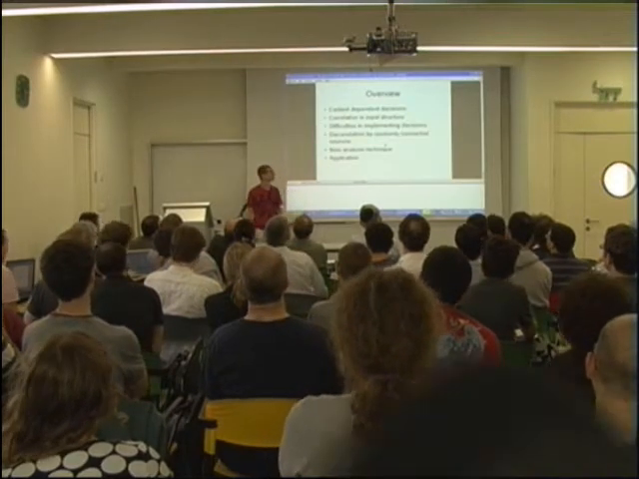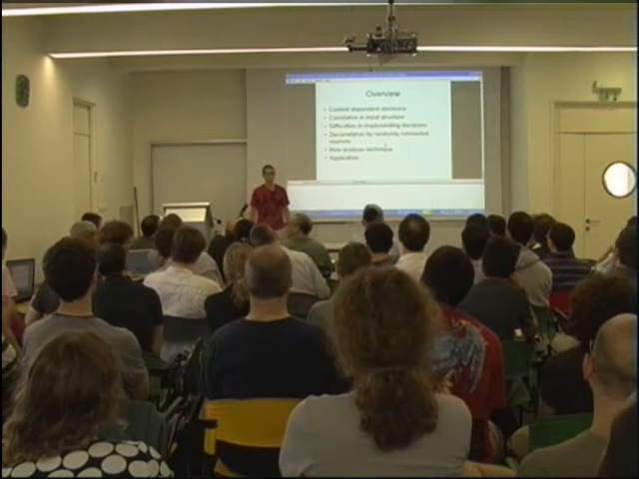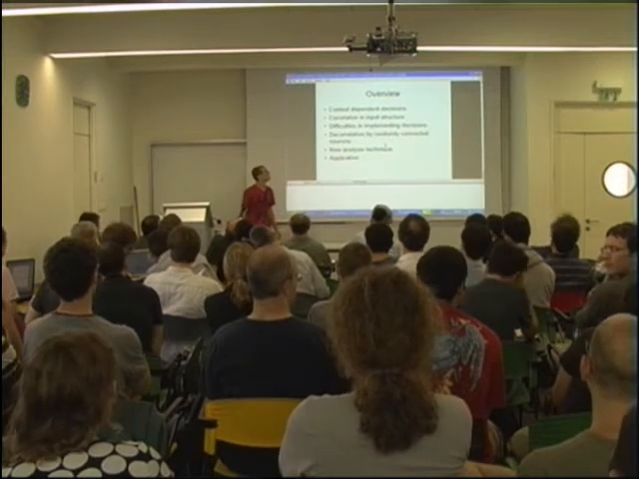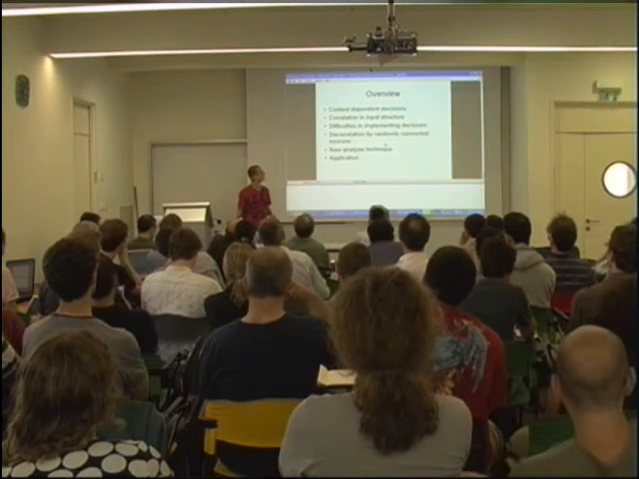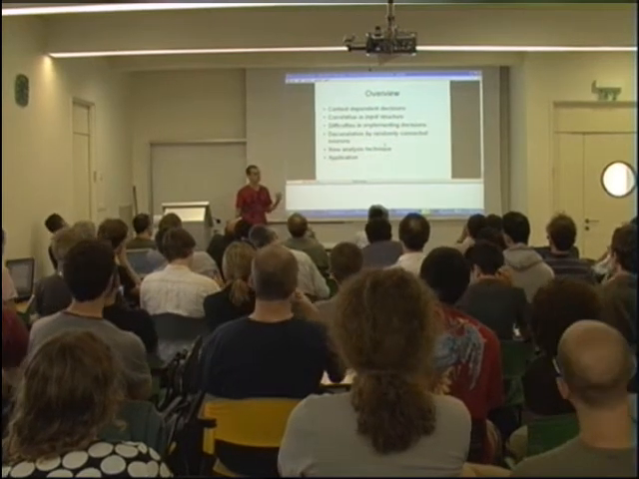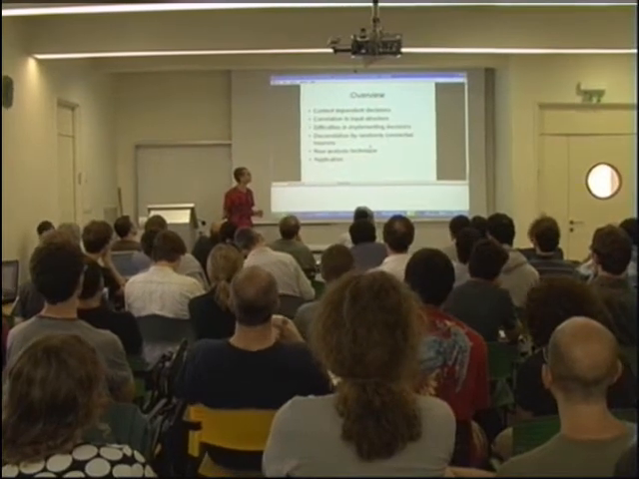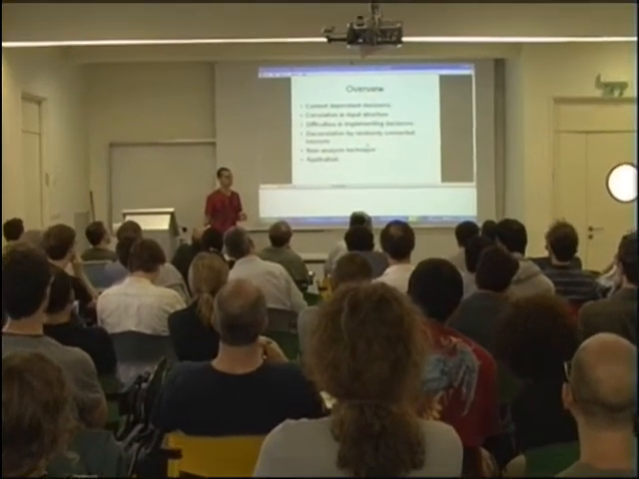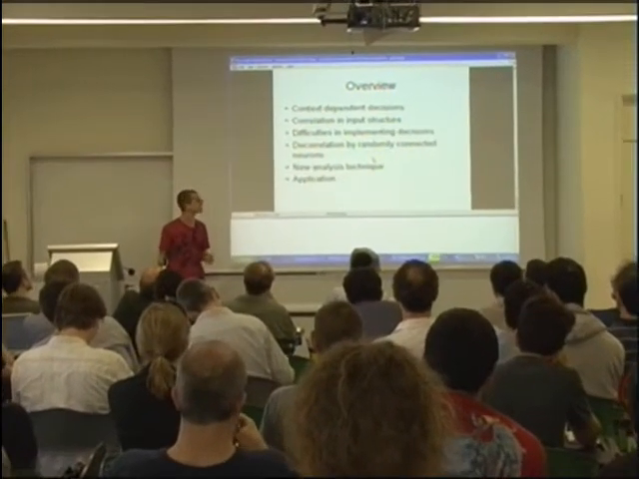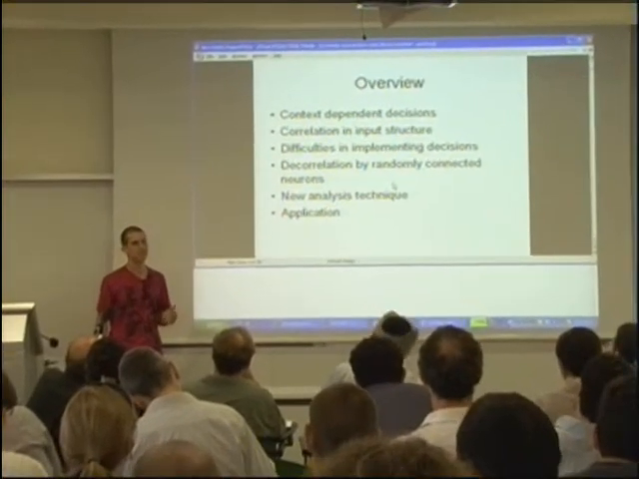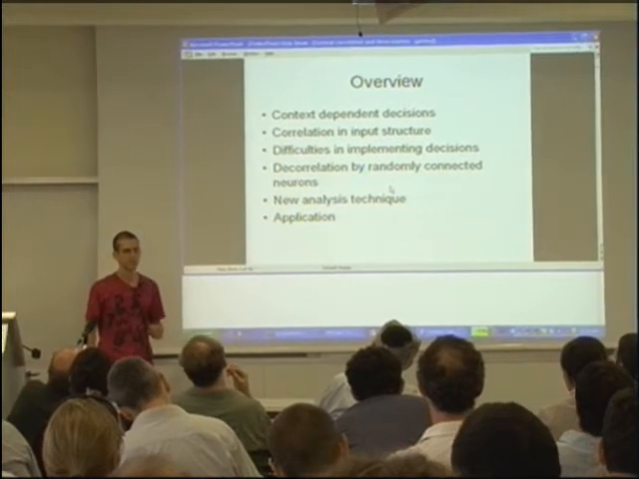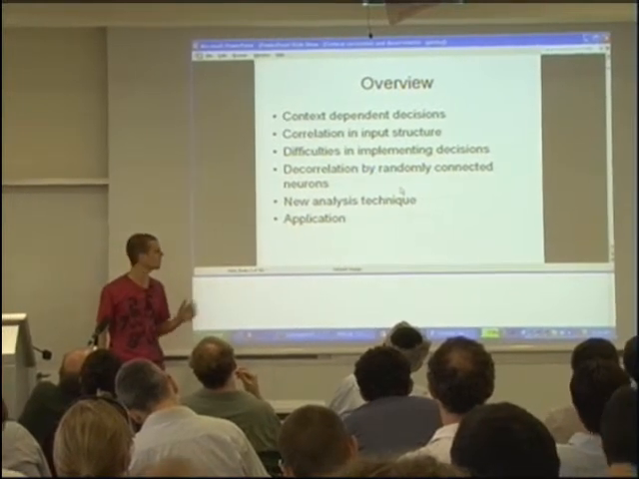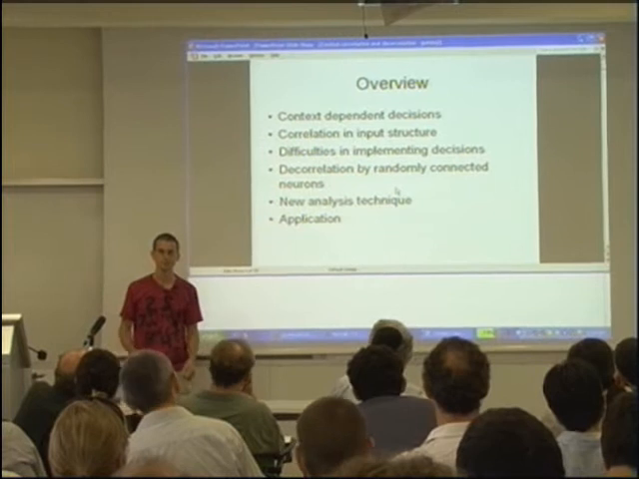General overview. I'm going to be speaking about context-dependent decisions, why they cause correlation in the input structure, why these correlations cause difficulties when you want to make decisions, how to decorrelate the input by using randomly connected neurons, and a new analysis technique for the capacity of the perceptron, which will give some insight into these problems, and finally some application of that.